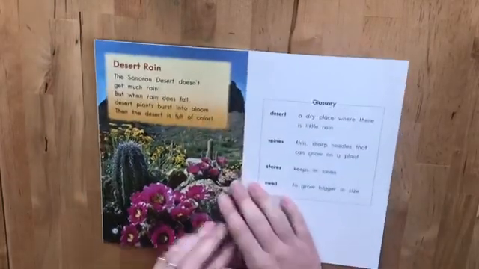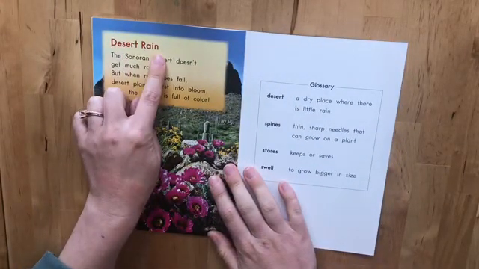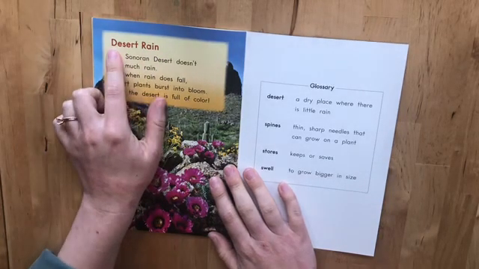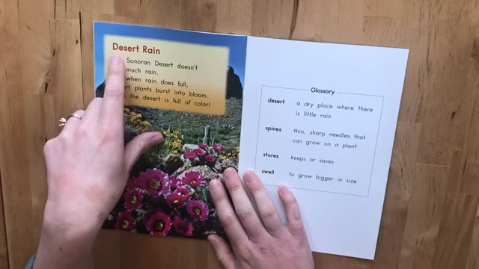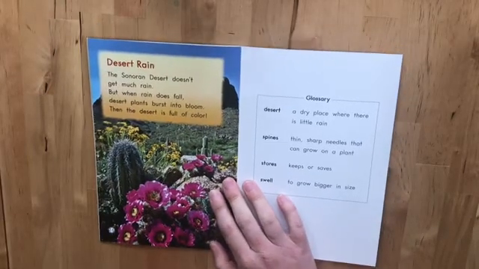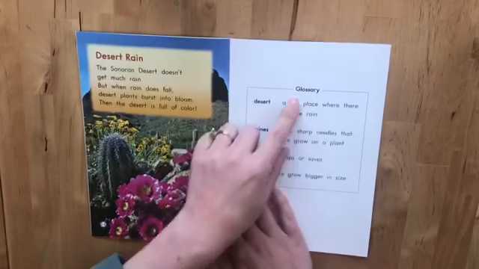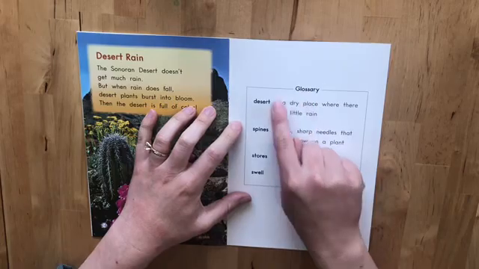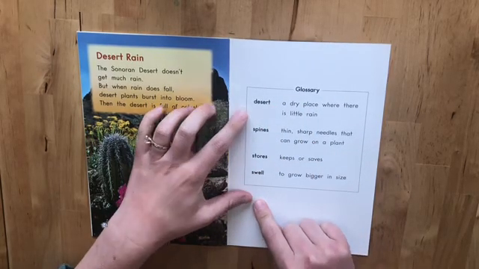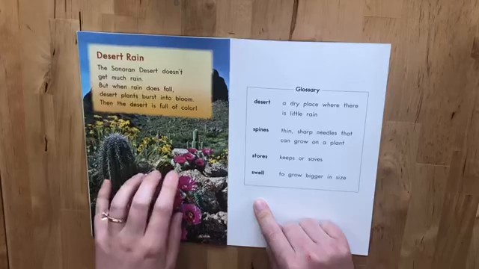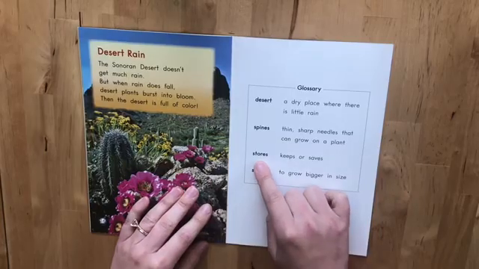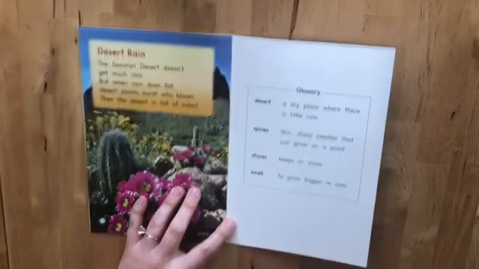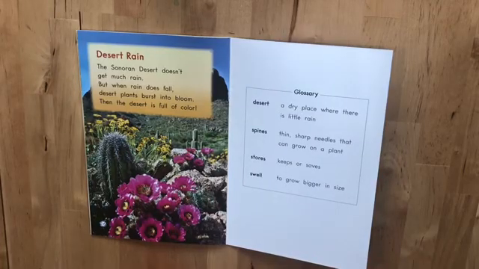On the last page, it's talking about something new. I see a heading, and it says desert rain. So that tells me that this page is going to be all about the rain in the desert. Sometimes books that have information in them will have a glossary. And a glossary is like a dictionary to help you understand the meaning of special words that are in this book. So in this book, we read about desert, spines, stores, and swell. And if you read next to it, it will tell you exactly what those words mean in this book.